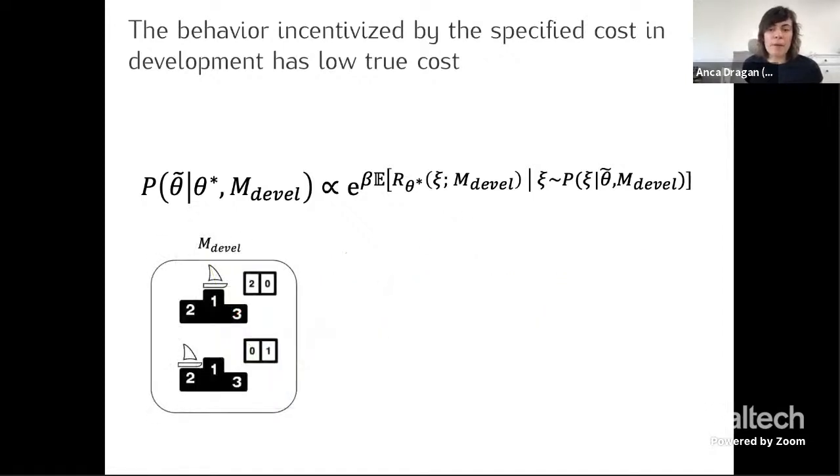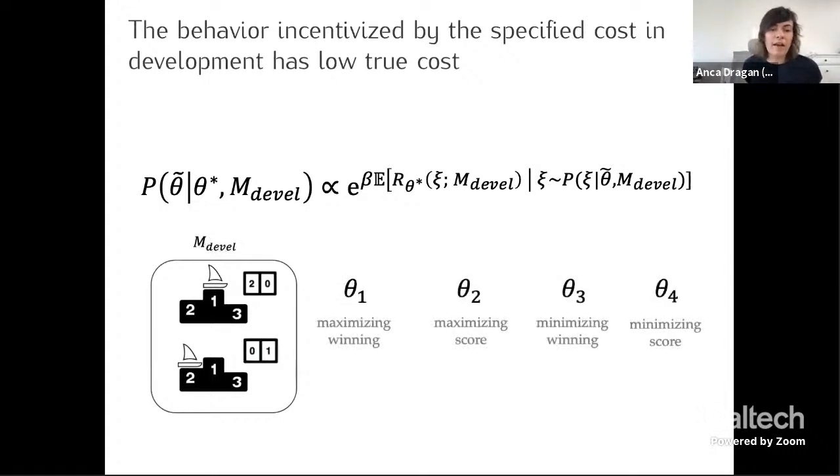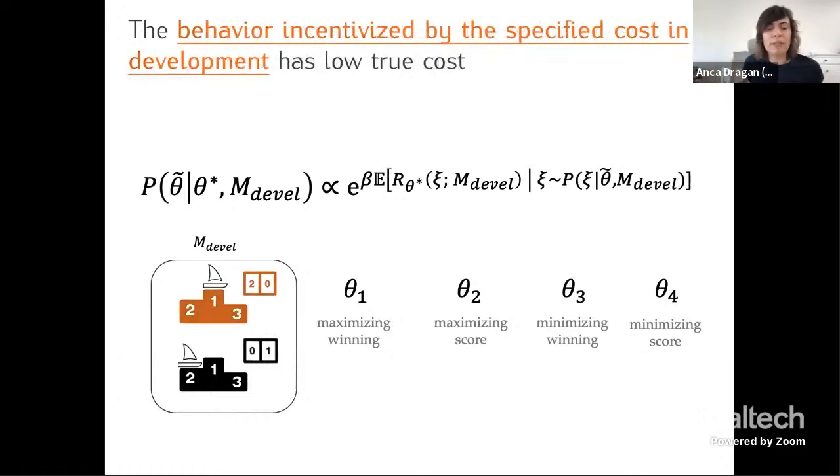So in the boat environment, concretely, if you imagine that you have a space of thetas that are like maximizing winning is one, maximizing score is another, minimizing winning, minimizing score, maybe many, many other thetas that are possible. The person says maximize score, so they pick theta 2. Instead of just optimizing theta 2 everywhere, using this kind of model, what the robot can do is say, okay, well, let me look at M_dev. Let me look at the behavior that maximizing score leads to in M_dev. It's this behavior where I get a lot of points and I win.